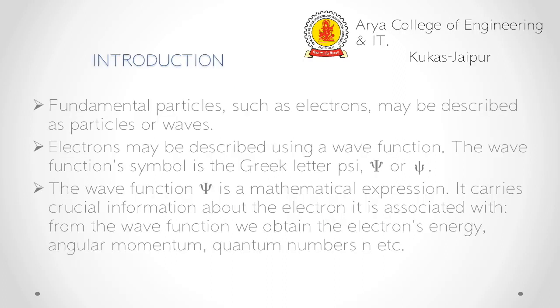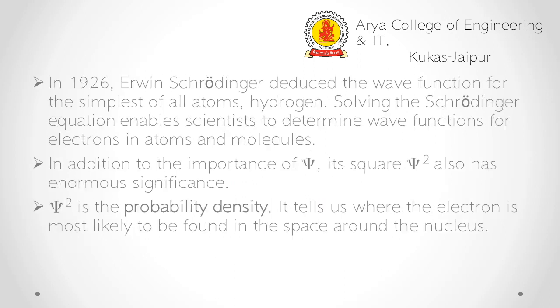Let's have an introduction. A fundamental particle such as an electron may be described as a particle or a wave. An electron may be described using a wave function. The wave function symbol is the Greek letter psi. The wave function psi is a mathematical expression. It carries crucial information about the electron it is associated with. From the wave function, we obtain the electron's energy, angular momentum, quantum number, etc.